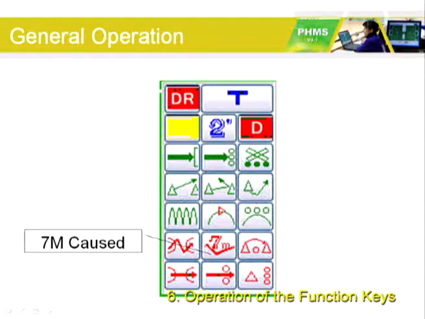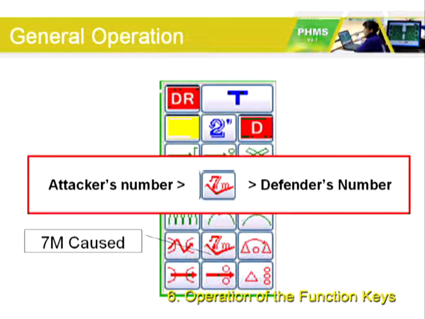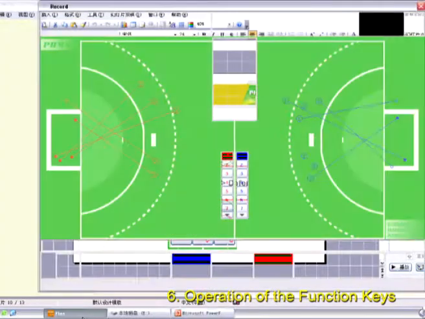This is a function key. We call that 7-meter course. We can take the recording order as this. It's the attacker's number, the function key, and the defender's number. Let's do it in our system.